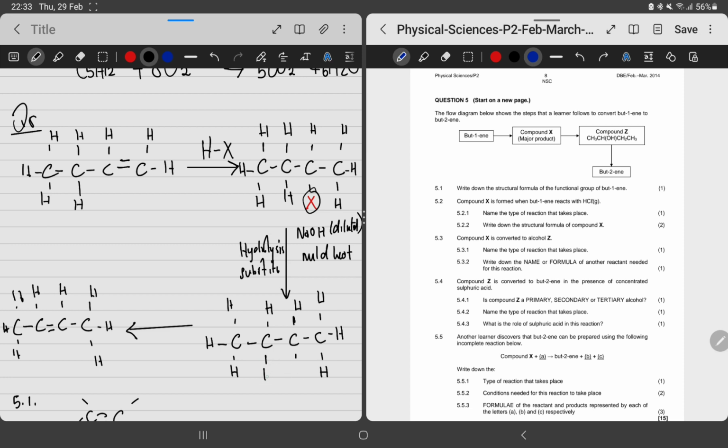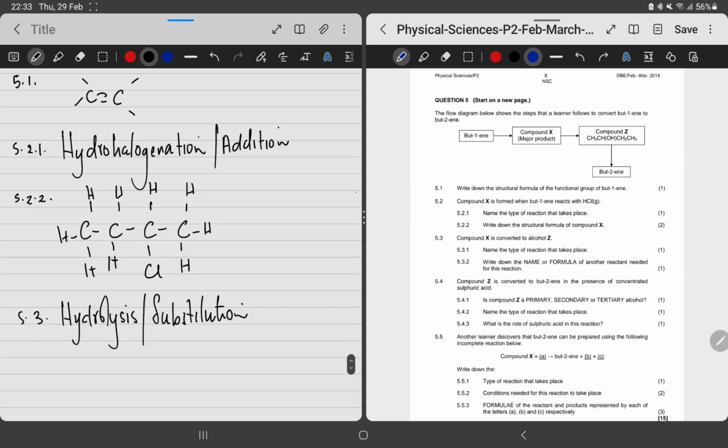Let's just fix that. So this is a hydrogen. The OH is going to be there. Okay.